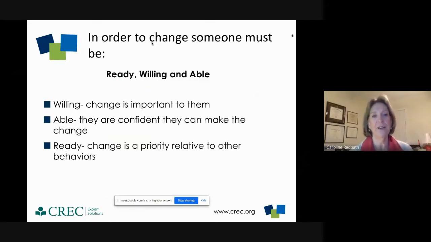In order to change, somebody has to be, and you can remember it by, ready, willing, and able. They have to be willing. The change has to be important to them in their circumstances. They have to be confident, or able, that they can make that change. So that's where the how-to is important. And they have to be ready. Change has to be a priority relative to other behaviors.